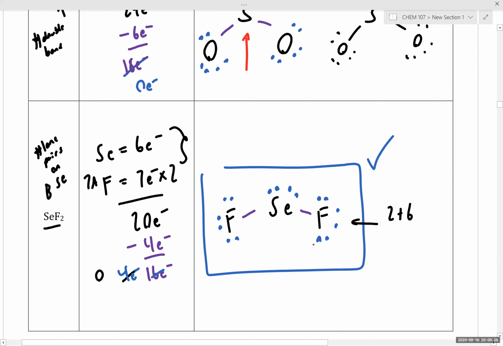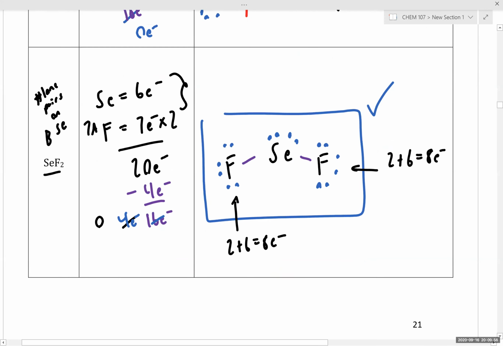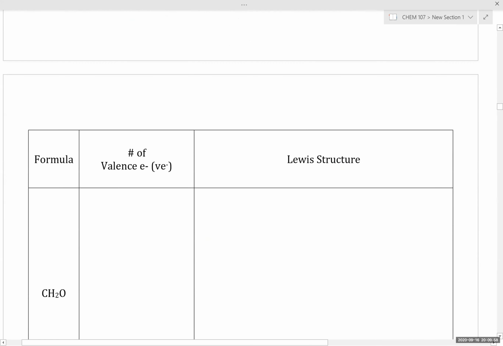And remember to count each atom individually. So focus on the fluorine on the right-hand side, count individually, and the fluorine on the left-hand side has 2 plus 6 or 8 electrons total surrounding it. Does that answer your question? Not really, but let me look over my notes. Okay, let's do another example and let's see if that can help clarify it.